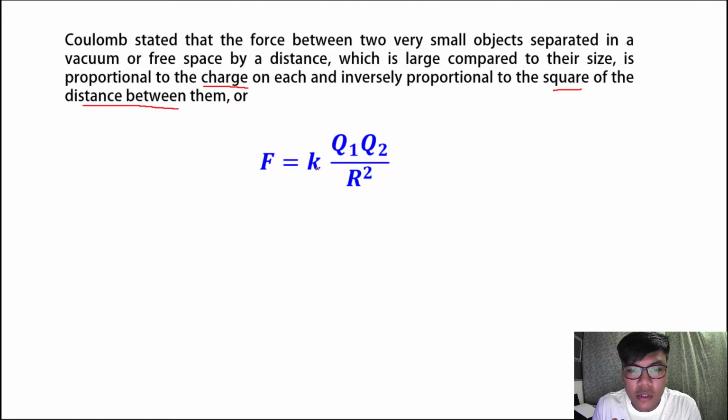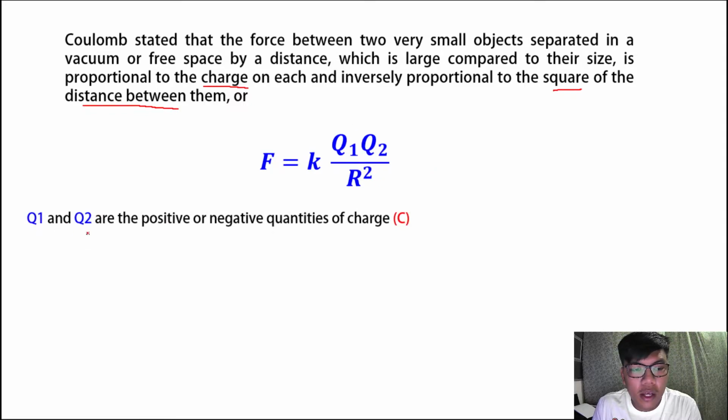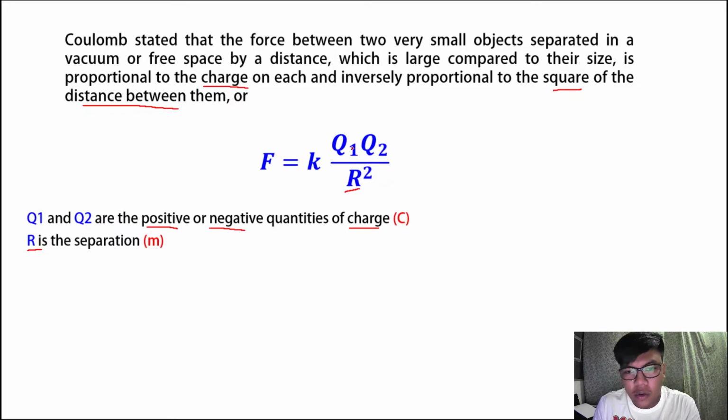So we have F is equal to K times Q1 times Q2 over R squared. Yung Q1 and Q2 natin na yan yung charges natin. It's either positive or negative quantities of charge, pwedeng mag-positive or negative yung sign ng ating charge. Then we have the R, which is the separation, the distance between the two charges. Familiar na tayo dito sa equation na to. Then we have K, which is the proportionality constant.